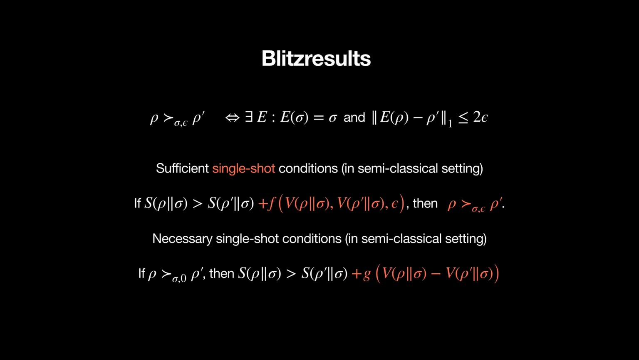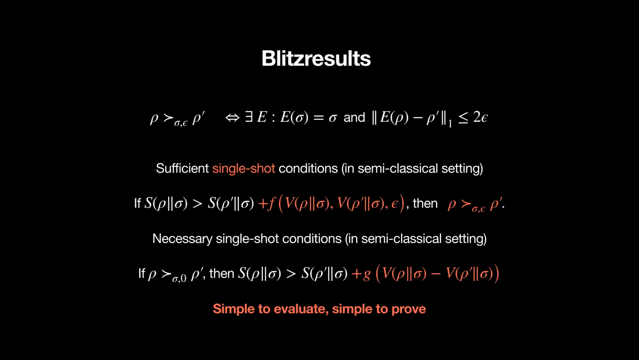A complementary type of result that we have in the paper is a necessary single shot condition, all of these in the semi-classical setting. Whenever I am able to implement a transition exactly using such a sigma preserving channel, then the decrease of relative variance gives me a lower bound on the decrease of relative entropy. So in a sense, reducing the relative variance, and the fluctuations that it measures, in a transition necessitates a proportional decrease in relative entropy as well. That's the kind of results that we're studying in the paper.